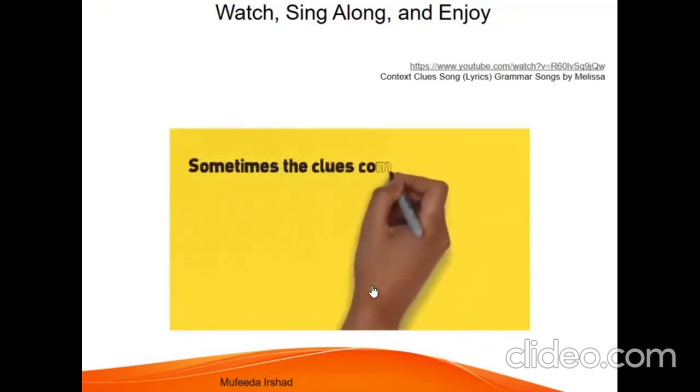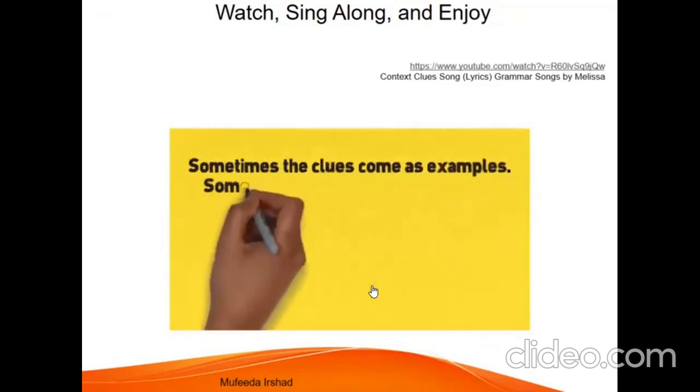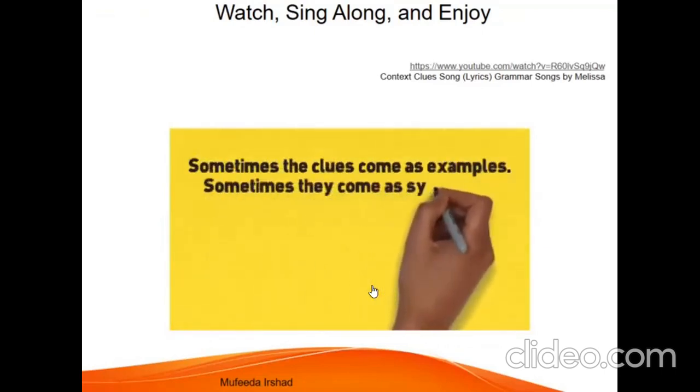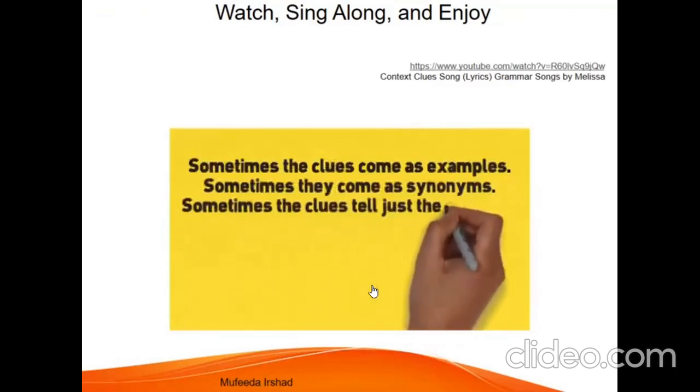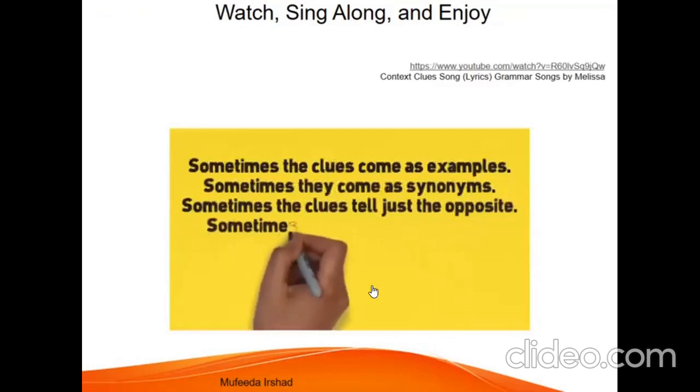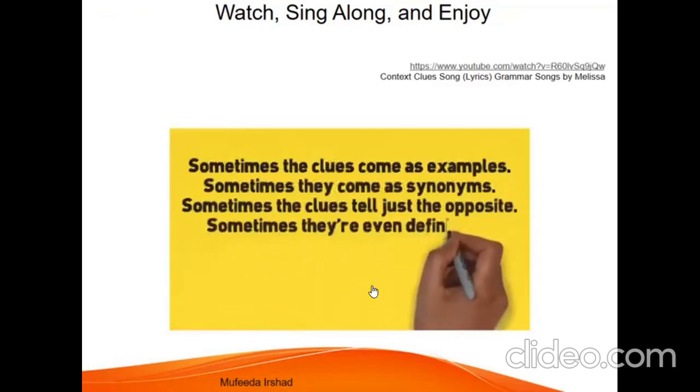Sometimes the clues come as examples, sometimes they come as synonyms. Sometimes the clues tell just the opposite, sometimes they're even definitions.